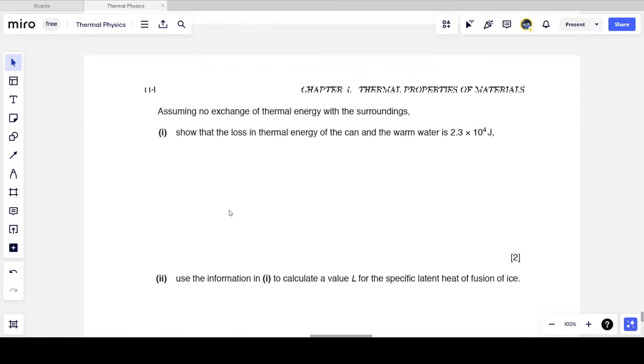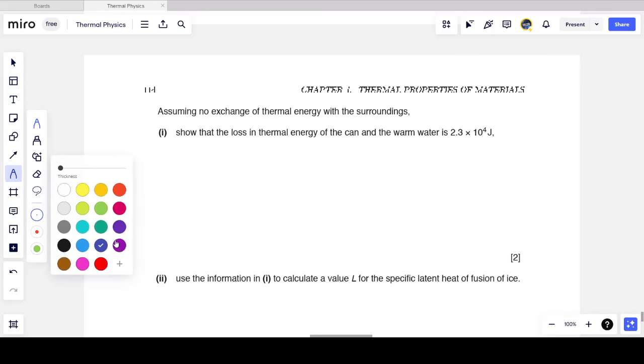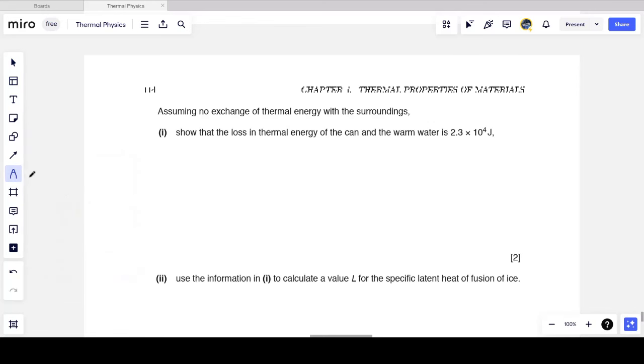Okay, so how do we go about that? At least we're given an answer. We're most likely going to need that answer for the next part of the question. Can we show that that's the loss of thermal energy in the can and the warm water?